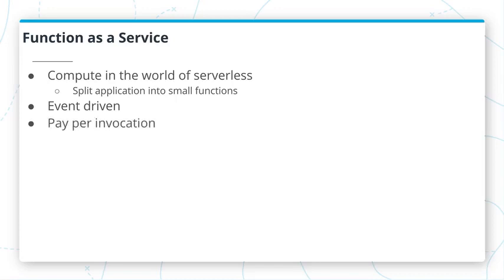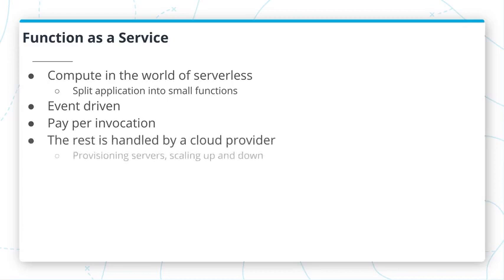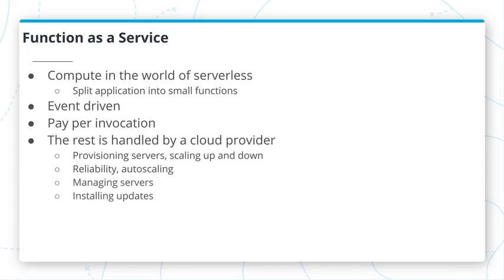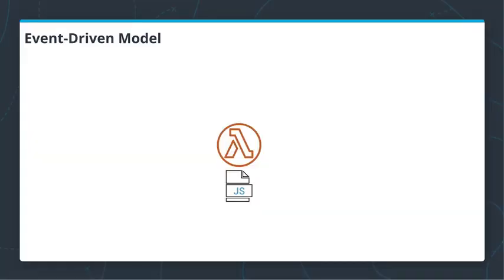If we use function as a service, we only pay per invocation. So if a user is invoking our function, then we will pay for this invocation. If nobody is invoking our functions, then we don't pay for it. And this is all that we need to take care of. The rest is handled by a cloud provider. So provisioning servers, scaling up and down, reliability, auto-scaling, managing servers, installing updates, all of that is taken care of by a cloud provider.